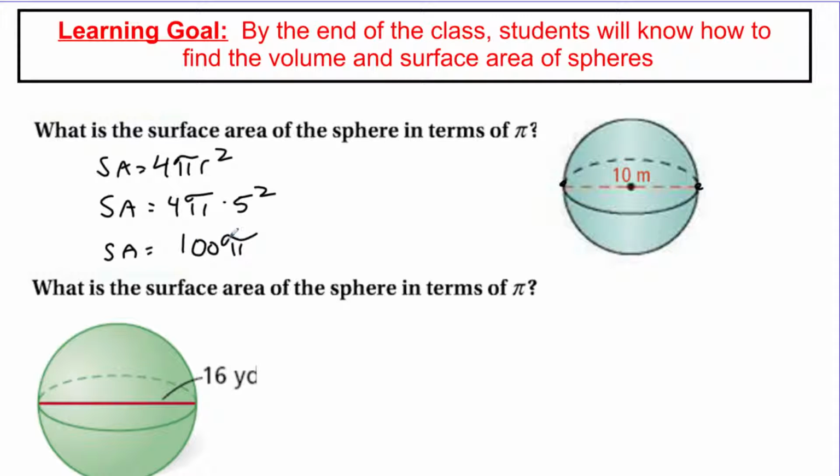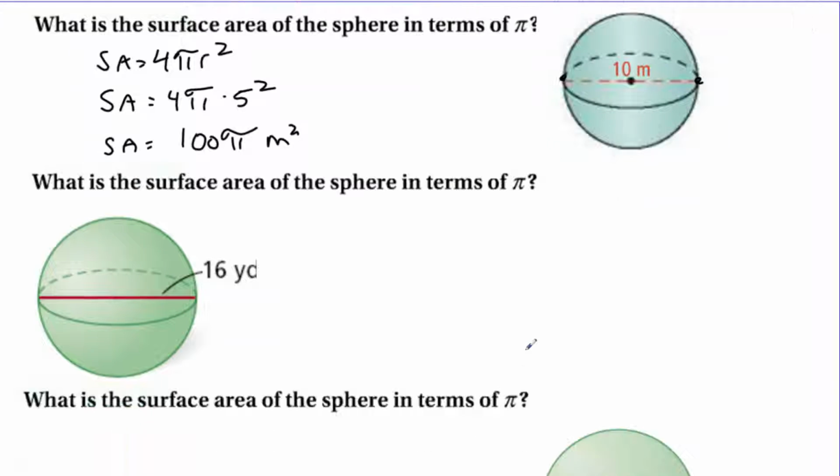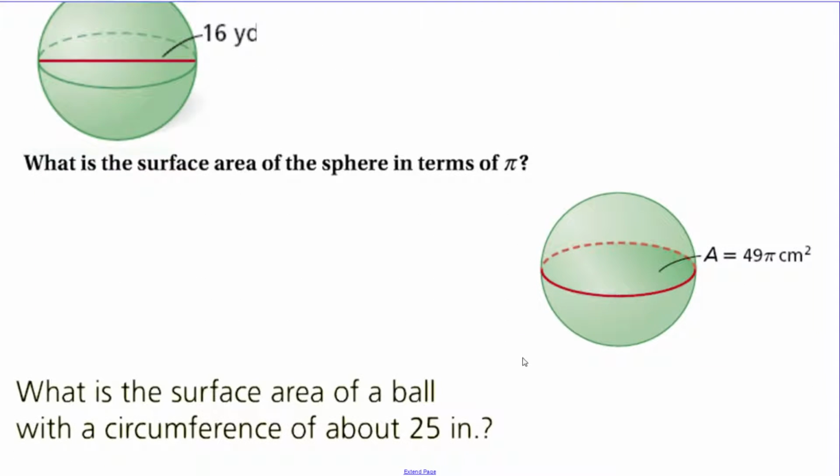So we'll say 100 pi. Okay, and then it says meters here, so since we're still measuring an area, we're going to call it square meters, and we'd say the surface area is 100 pi meters squared, right? So your second problem here, exactly the same. Okay, so let's move down to this 3rd one.